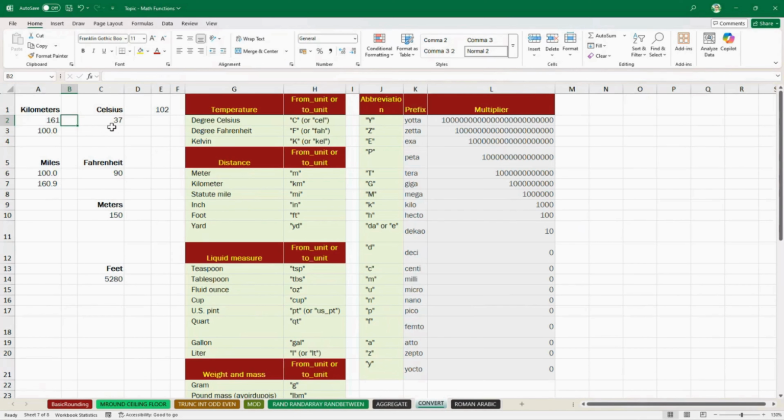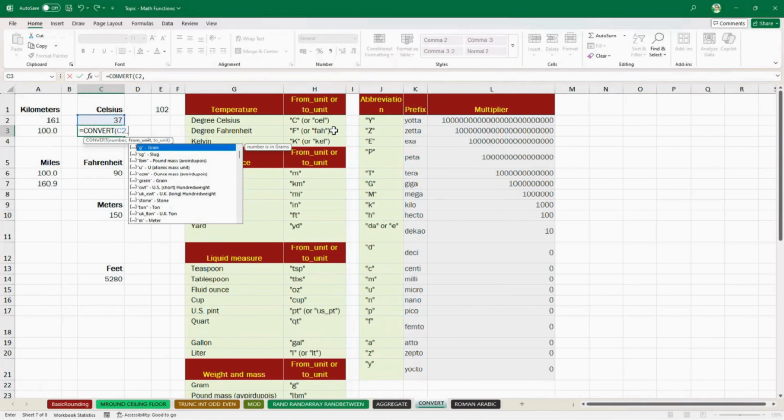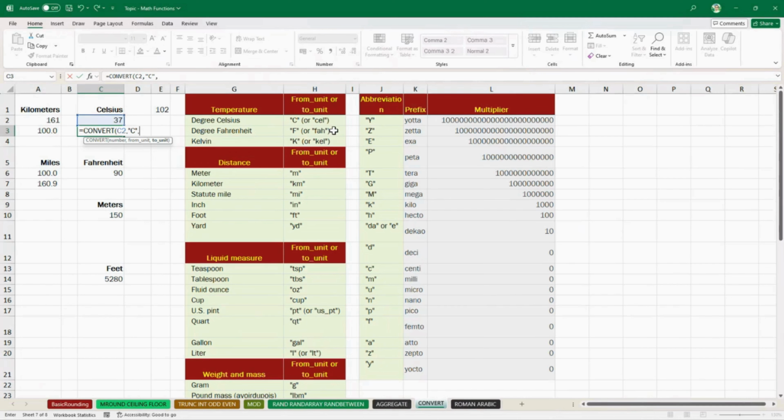You may also want to convert, on certain occasions, Celsius into Fahrenheit. Can we do it? Equal convert. Which number? 37 degrees. From Celsius, which is capital C, to Fahrenheit, which is capital F. It has to be capital. Otherwise, you may get something else.